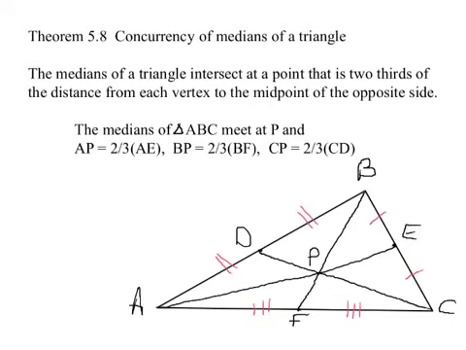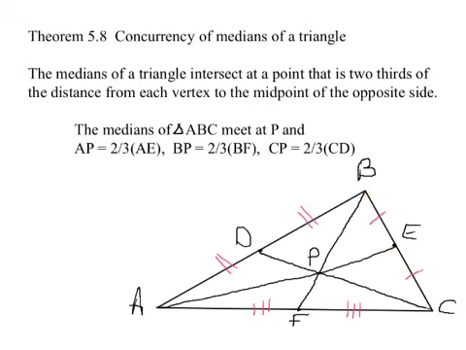Okay, let's look at that again. The medians of ABC, okay, I drew in the medians, and we said the definition was I go from a vertex to the middle of the segment across from it. So I went from C to halfway in between AB, from vertex B to halfway in between AC, from vertex A to halfway in between BC.